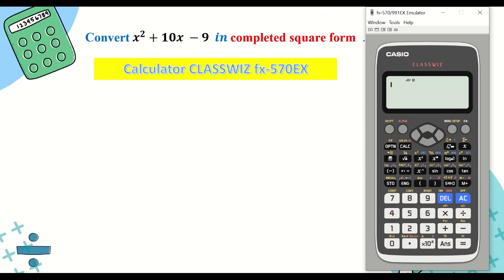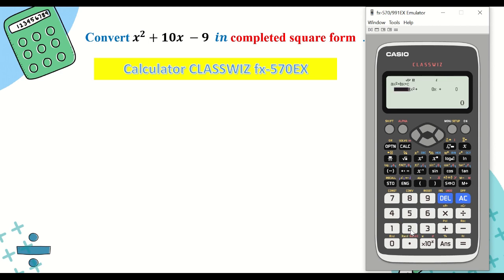Let's say I'm going to convert the quadratic expression x squared plus 10x minus 9 into completed square form by using the CLASSWIZ calculator. How are you going to do this? Firstly, you go to the menu button, scroll down until you get Equation or Function, press the equal sign, and choose polynomial of degree 2 because this is a quadratic.